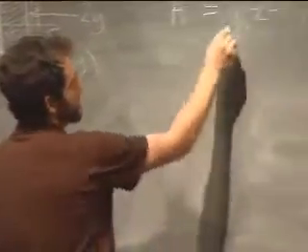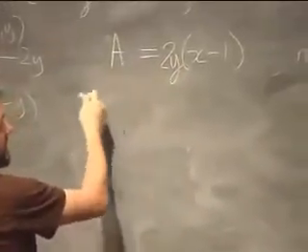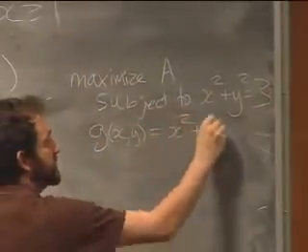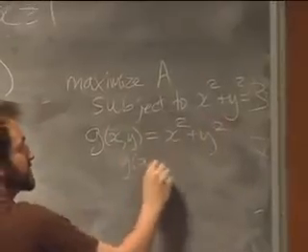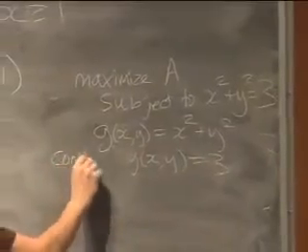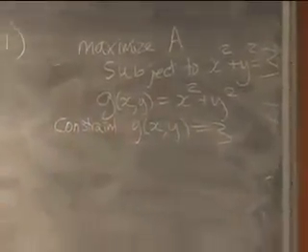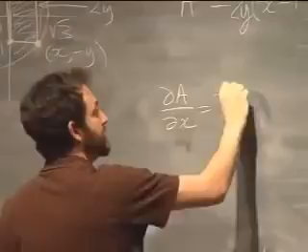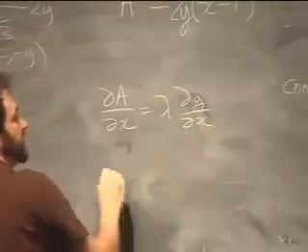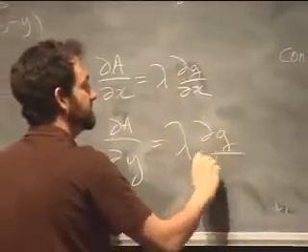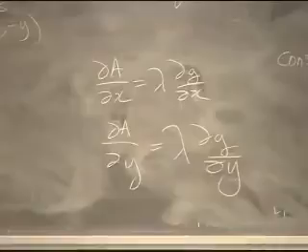So the function we want, I've called it A. I'm going to call this the constraint. Let g of x, y be x squared plus y squared, and so we need g of x, y equals 3. So that's the constraint. When you set up the multipliers, you have dA/dx is lambda dg/dx, and you have dA/dy is lambda dg/dy. You have to remember your Lagrange multipliers.